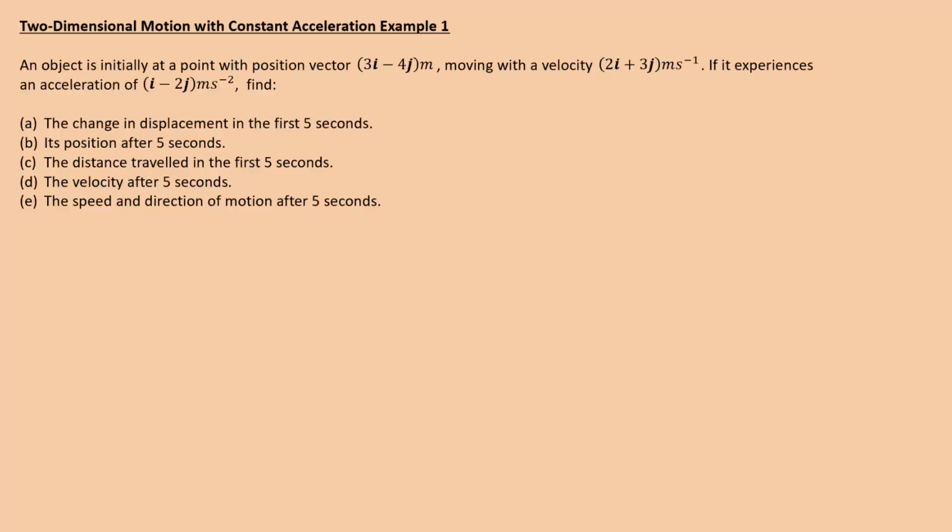An object is initially at a point with the position vector 3i minus 4j meters, moving with a velocity of 2i plus 3j meters per second. It's experiencing an acceleration of i minus 2j meters per second squared. In part A, we want the change in displacement in the first 5 seconds.